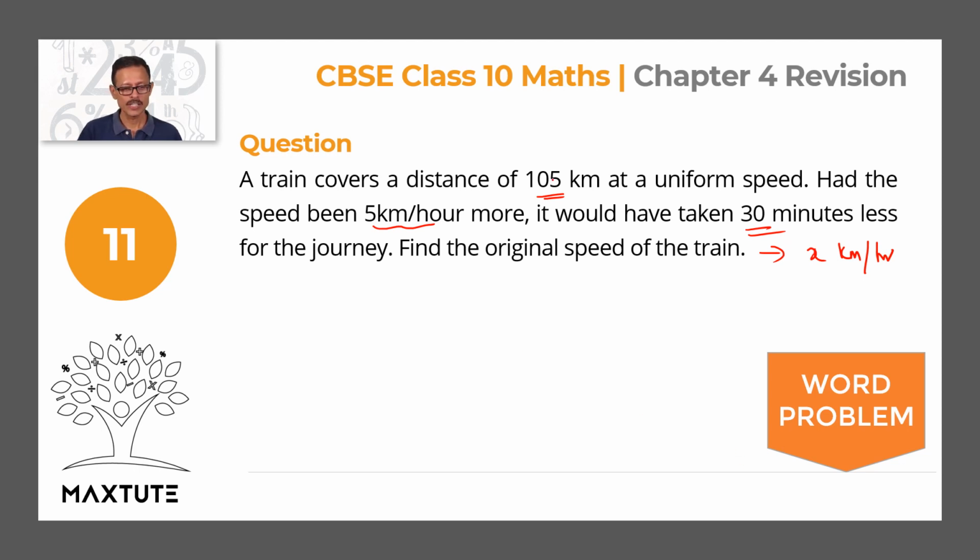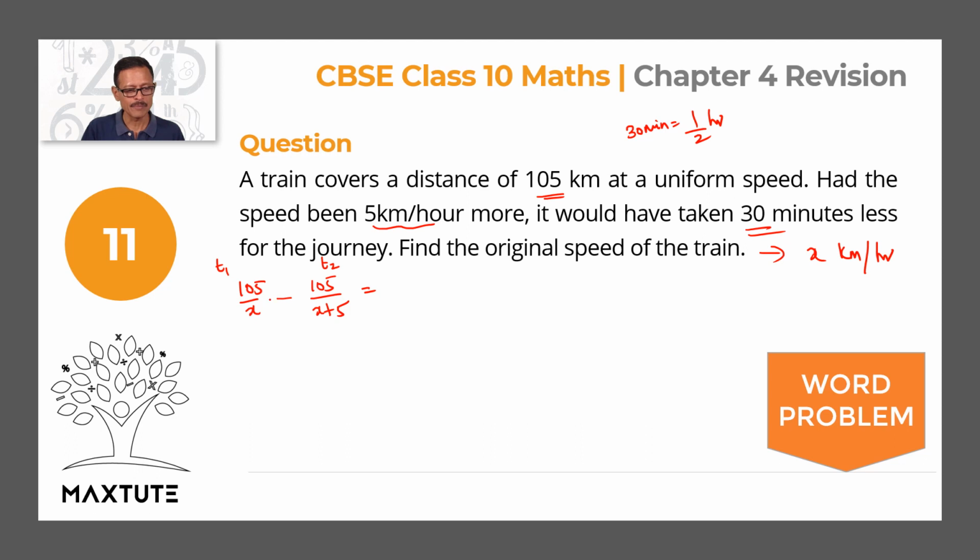Let's start with that. So if it is traveling at x kilometers per hour, it would have taken a time of 105 by x. This is the usual time. Let's call it t1. If it travels at x plus 5, then the time taken is going to be the distance divided by the new speed, 5 kilometers more. x is the original speed, x plus 5 is the new speed. Obviously, the time taken the second time will be lesser because the speed is more. So the difference between these two is equal to 30 minutes. We have the speeds in kilometers per hour, so let's convert this 30 minutes into number of hours, which is going to be half an hour.